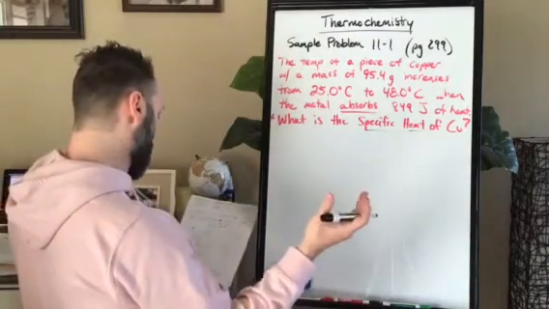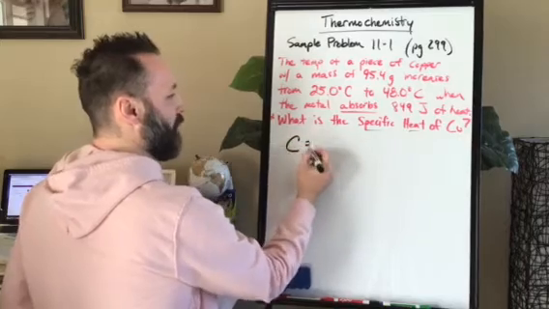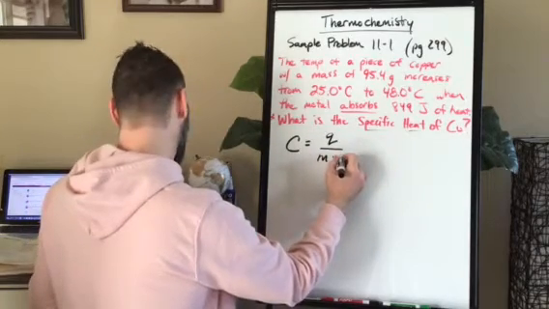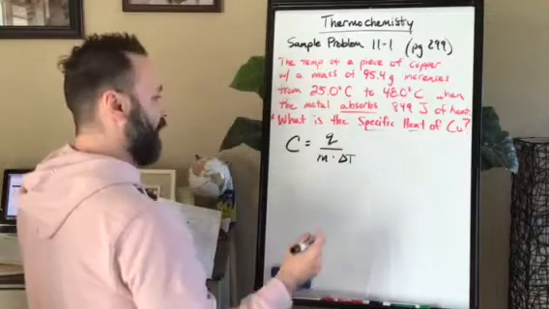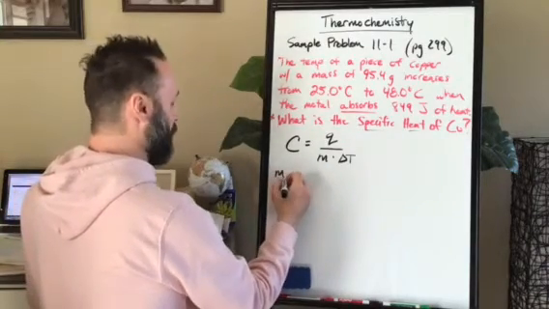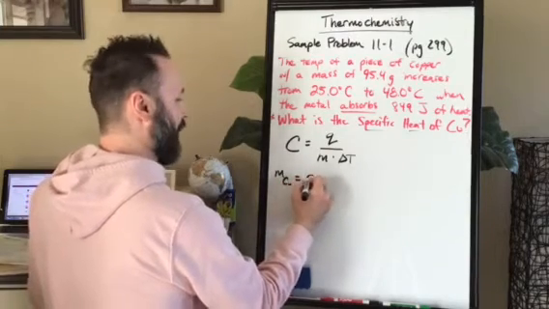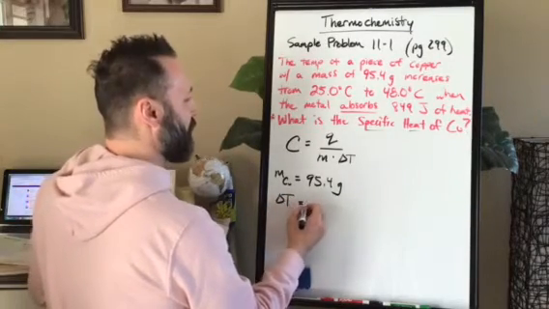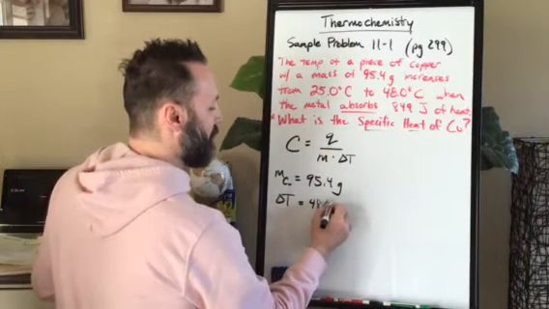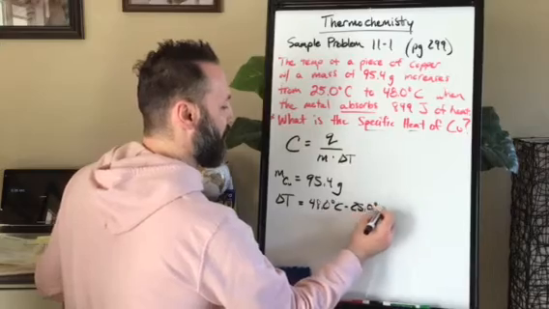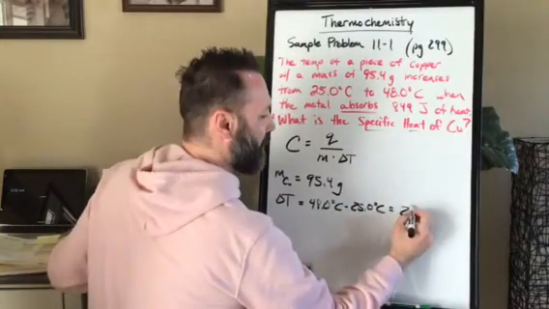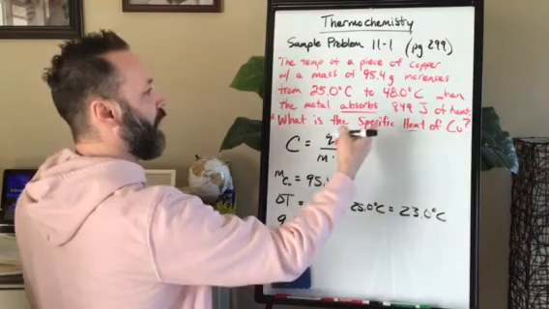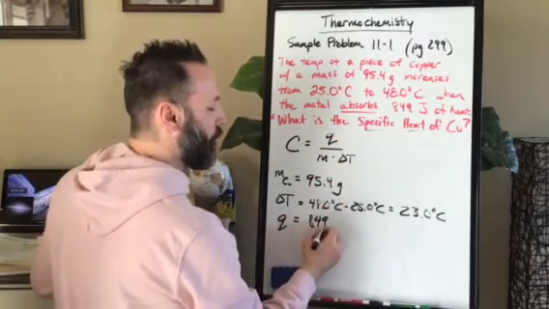So the first thing we're going to start with is the equation that we're given. Specific heat, which is C, is equal to Q, which is our heat, over mass times our temperature change, which is delta T. Let's write down the variables that we know. Our mass of the copper was 95.4 grams. Our delta T, our temperature change, is final minus initial: final is 48 degrees Celsius minus 25 degrees Celsius, so our temperature change is a positive 23 degrees Celsius. And then our Q, which is the heat absorbed, was 849 joules.